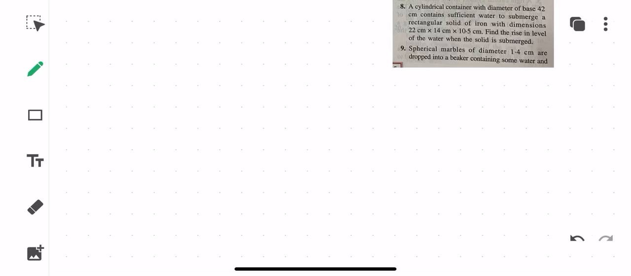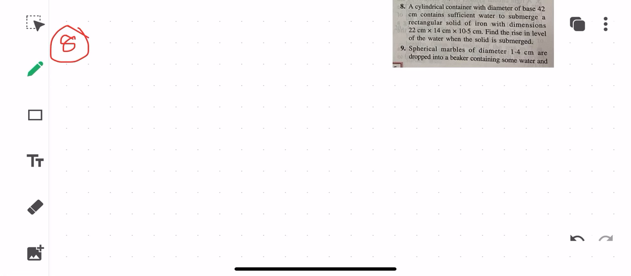Moving on to question number 8, children. So I'll just write down question number 8. Question number 8 says: a cylindrical container with diameter of base 42 centimeters contains sufficient water to submerge a rectangular solid of iron with dimension this much, and this much. Find the rise in level of water when the solid is submerged.